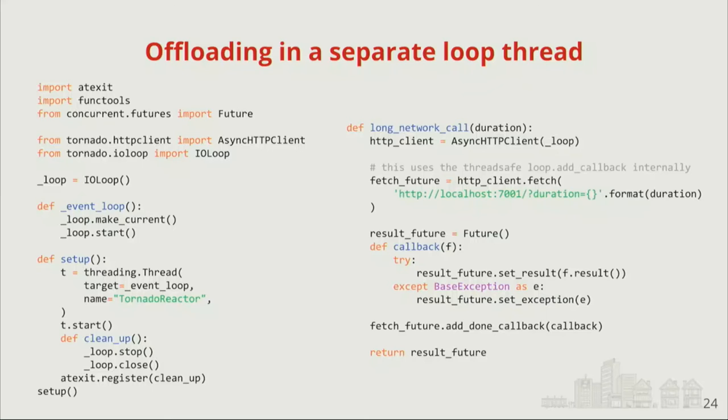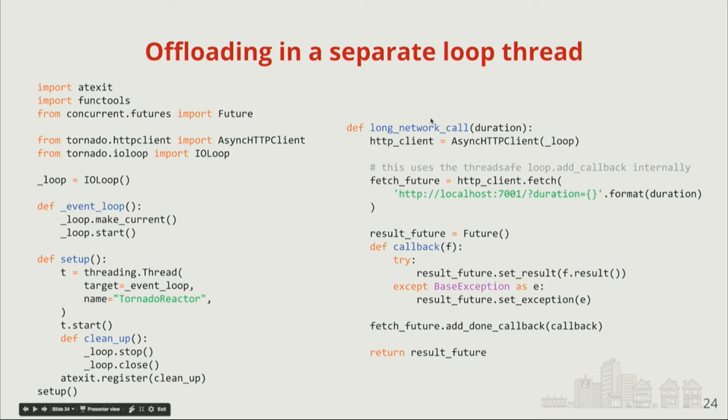The code is a bit more involved here. I'm using Tornado because it makes nice code for a presentation. I will mention other options just a bit. Just hold your horses, it's coming. We have a function that creates and instantiates the event loop, makes it current in the thread, and starts it. We spawn this in a separate thread. I do cleanup in a terrible manner with atexit. Don't do that, it just makes the code nice and doesn't make the presentation crash, but there are better ways to do this.